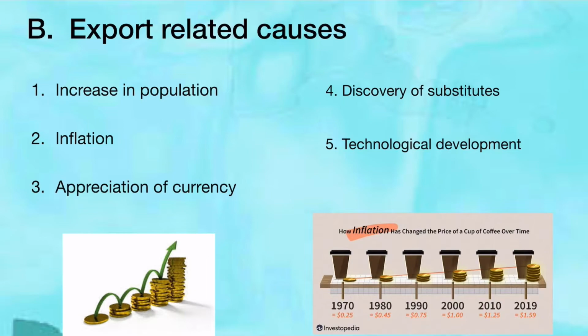Again, the first reason here would be increase in population. Now, goods which were earlier exported may be consumed by the rising population. So here, point B, what we are trying to study is why our country's exports are reducing. So number 1 is increase in population.